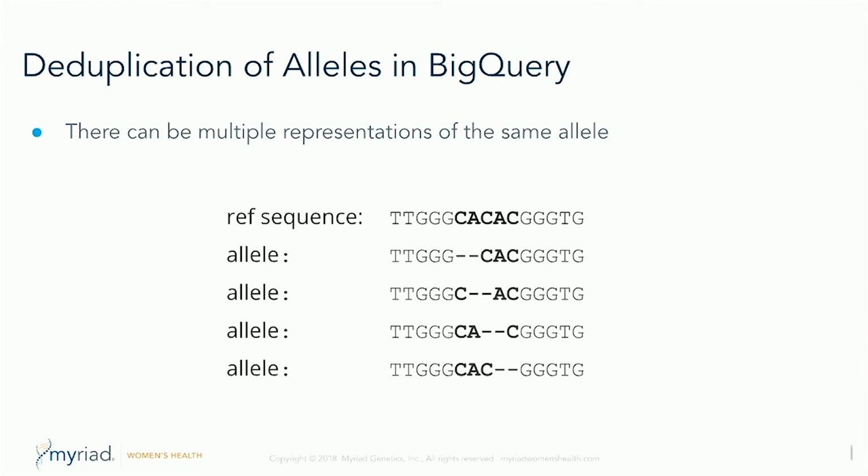So this is a known problem in the field of genomics. There are many working groups out there, such as the Global Alliance for Genomics and Health, that are dedicated to solving this problem.